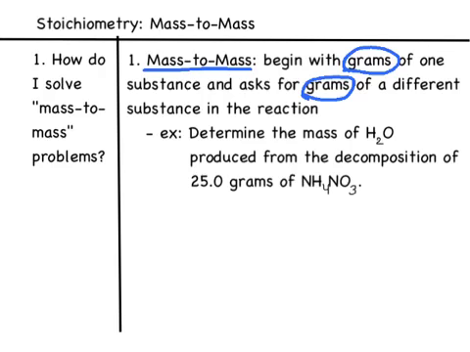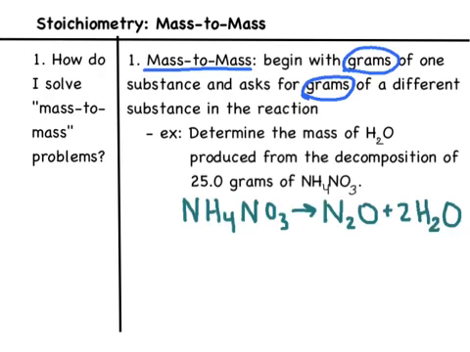All right, let's get started with an example. Determine the mass of H2O produced from the decomposition of 25 grams of ammonium nitrate. Dun, dun, dun. Are you smart enough to figure out the chemical reaction? If you think you are, you should pause and try to figure it out. Did you get it? If not, there it is. Decomposition of ammonium nitrate into dinitrogen oxide and 2 moles of water. Beautiful.